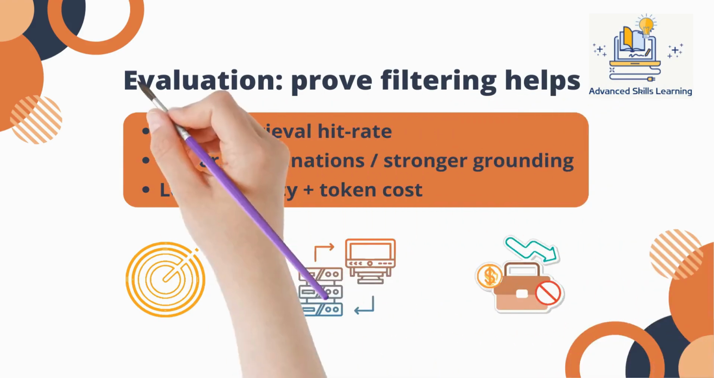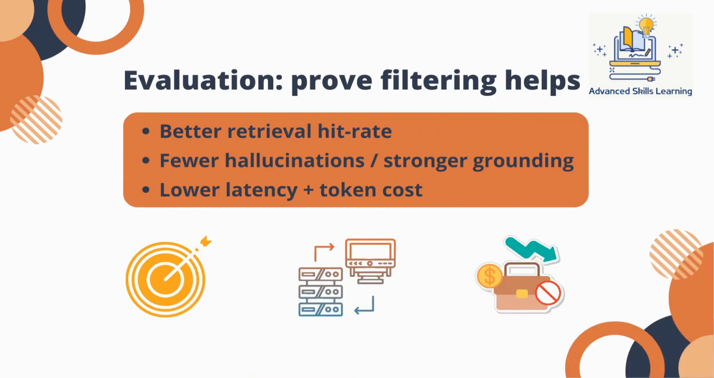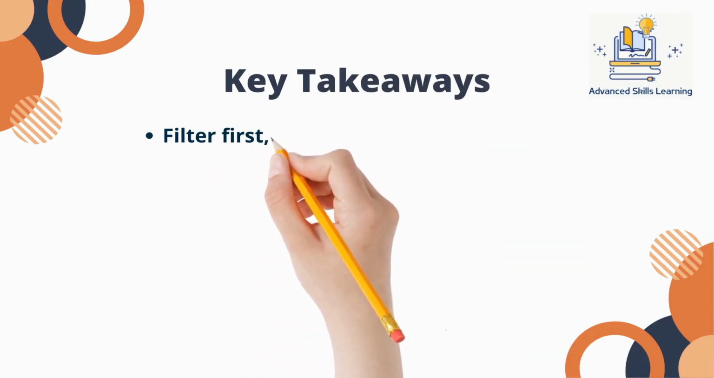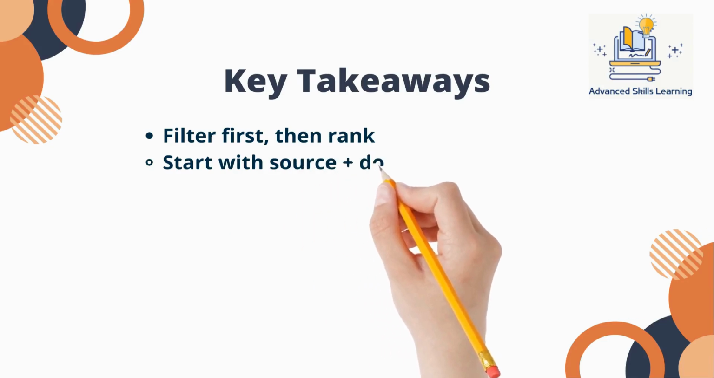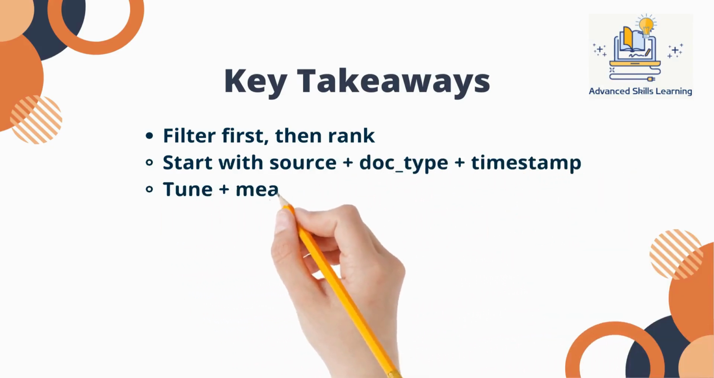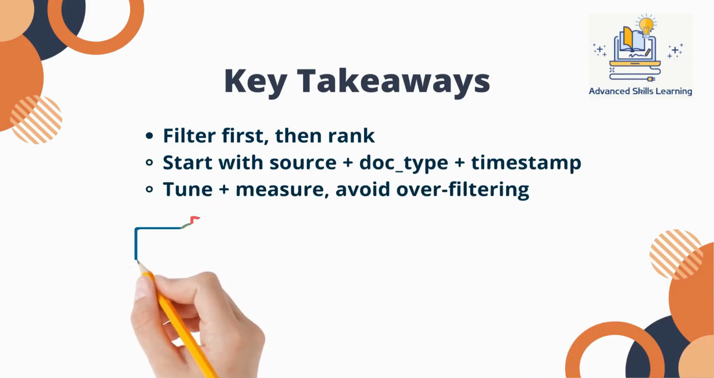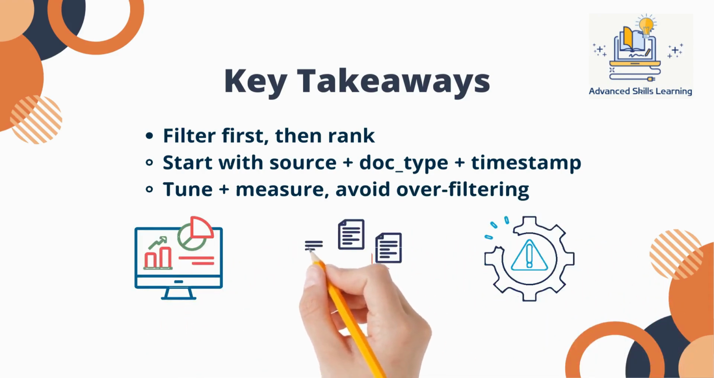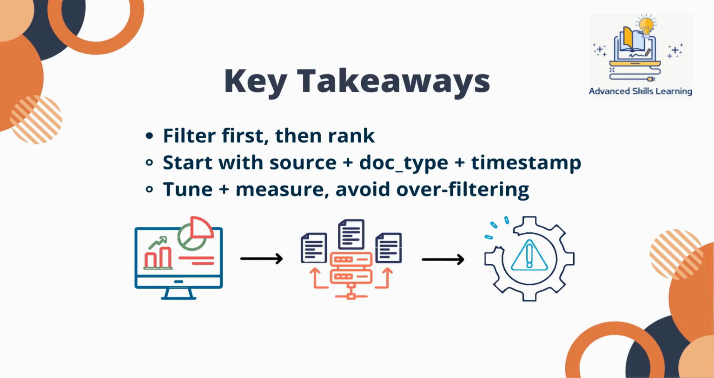Key takeaways: filter first, then rank. Start with source, doc type, and timestamps. Avoid overfiltering, reduce noise, and tune with measurement. When retrieval improves, the entire RAG system becomes more reliable. That is why it is considered the fastest way to boost RAG relevance, cut cost, and reduce hallucinations.